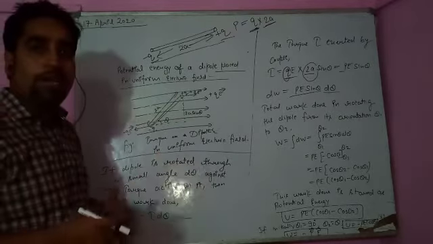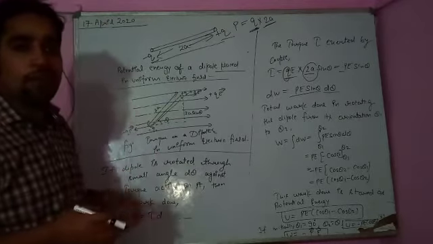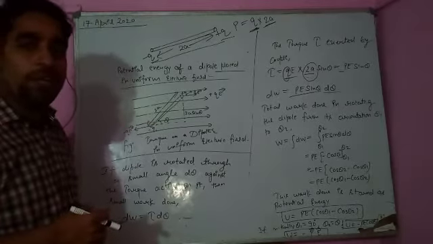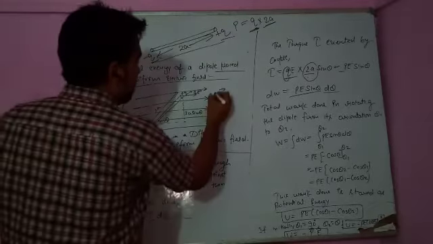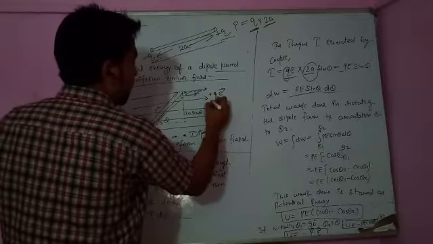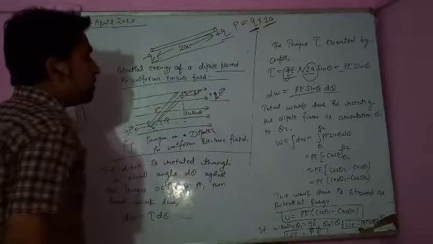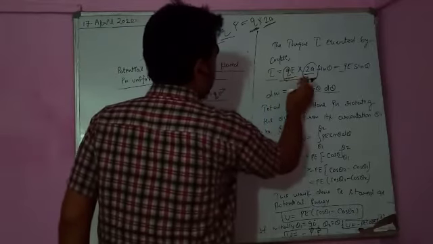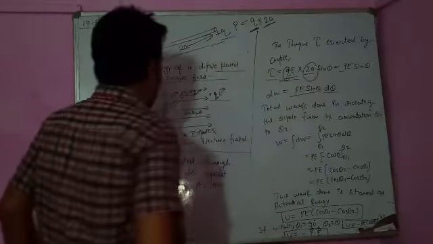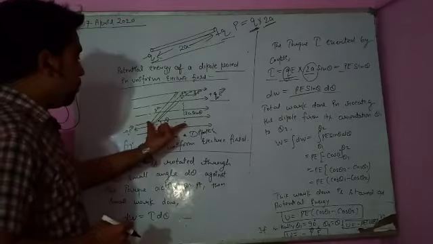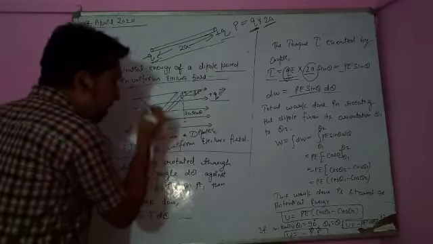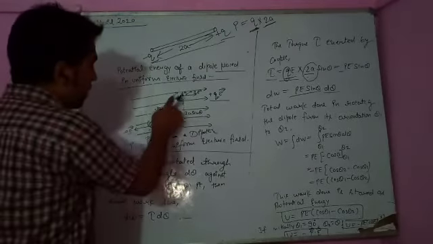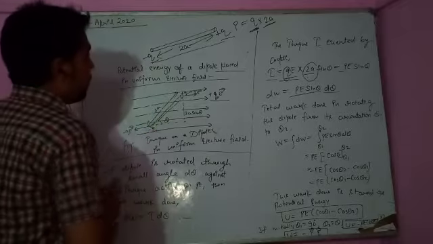And what is the formula for torque? We know the formula, we have studied it in class 11. The formula for torque is force into perpendicular distance. So what is the force applied? If the charge is q and the electric field is E, the force applied is qE. So torque is equal to force, that is qE, into perpendicular distance. Now what is the perpendicular distance? Say the dipole is making an angle theta with the electric field.